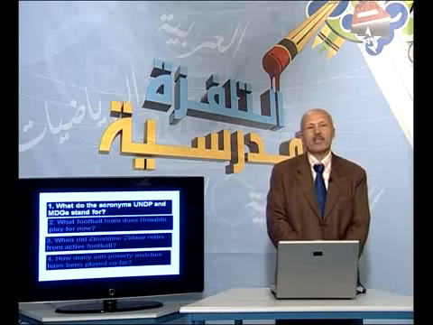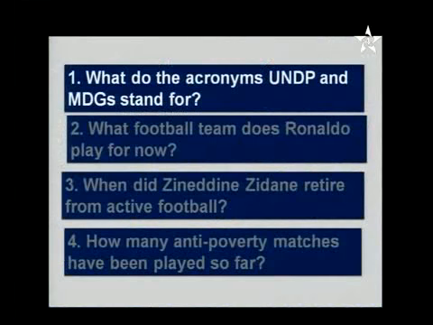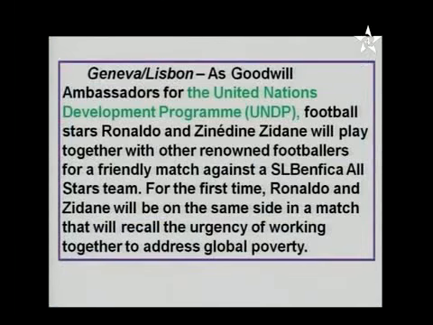Let's look at the first question. What do the acronyms UNDP and MDGs stand for? This is the first question. Now, let me take you to the text. Please have a look at the lines of the text that are in green.